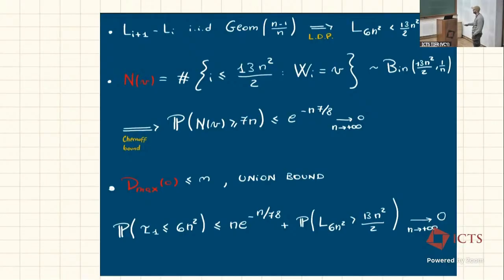The first time I observe a degree higher than 8n is small. Of course, on the event that I sample less than 13n squared times, but that probability is also small. So overall, we've seen that the maximum degree is not, with high probability, the time where that minimum is attained, that tau 0.